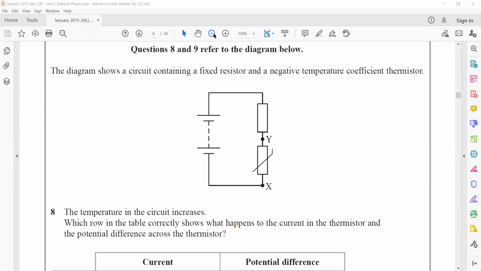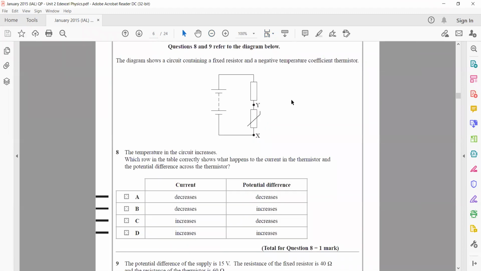The diagram shows a circuit containing a fixed resistor and a negative temperature coefficient thermistor. Negative temperature coefficient thermistor means when we increase the temperature, its resistance will decrease. The temperature in the circuit increases. If this is R1 and this one is R2, the total combined resistance of the circuit is R1 plus R2. So as the temperature increases, the resistance of the thermistor decreases, so R1 plus R2 will also decrease.